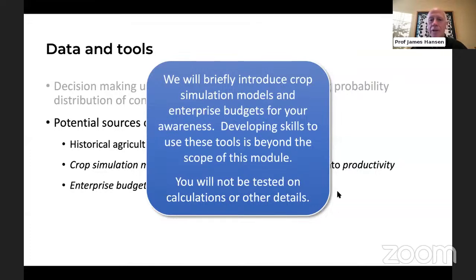with the objective of developing some awareness of what they can do, their capabilities and limitations. Developing skills to actually use these tools effectively is absolutely beyond the scope of this module. And you also will not be tested on calculations or other details, but some general principles are a part of our objective.